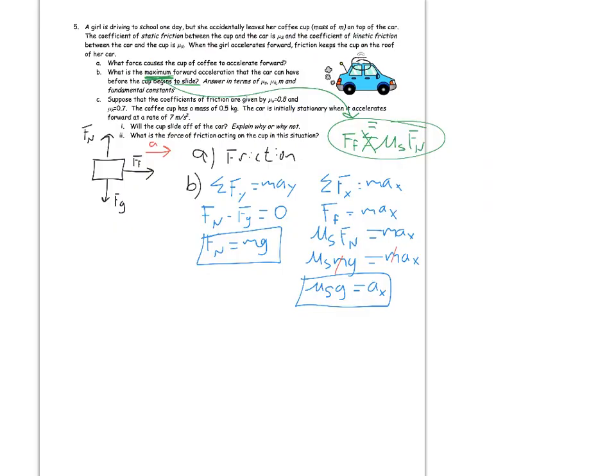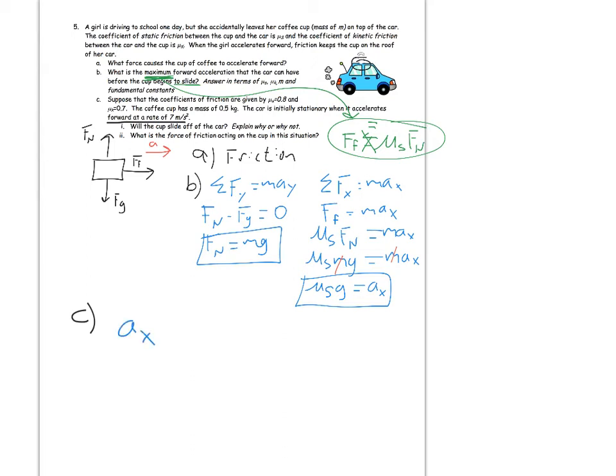Moving on to part C, I want to know, given these coefficients of friction and mass, if the car accelerates forward at a rate of 7 meters per second squared, will the cup slide off of the car? And what is the force of friction acting on the cup in this situation? So what I'm going to do is use this expression that I just derived.